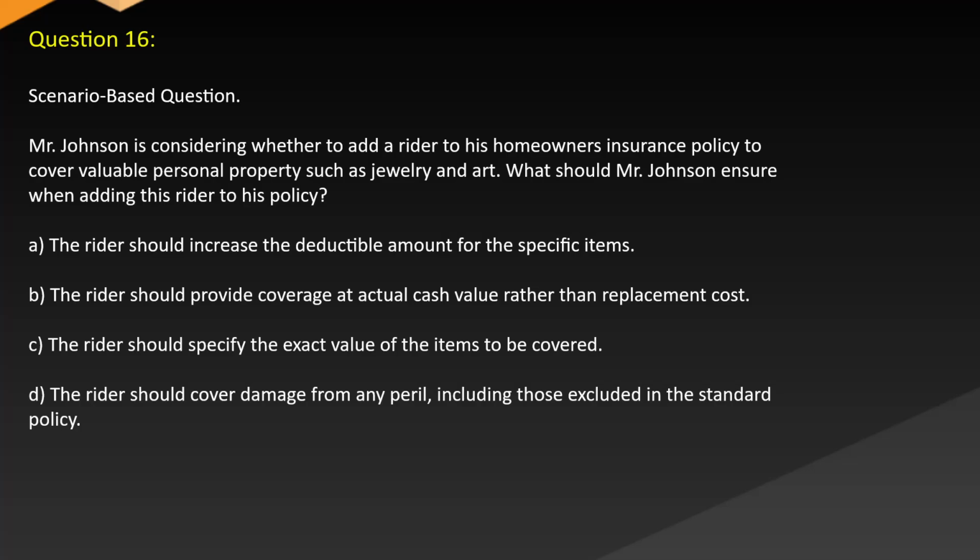Question 16. Scenario-based question. Mr. Johnson is considering whether to add a rider to his homeowner's insurance policy to cover valuable personal property such as jewelry and art. What should Mr. Johnson ensure when adding this rider to his policy? A. The rider should increase the deductible amount for the specific items. B. The rider should provide coverage at actual cash value rather than replacement cost. C. The rider should specify the exact value of the items to be covered. D. The rider should cover damage from any peril, including those excluded in the standard policy.